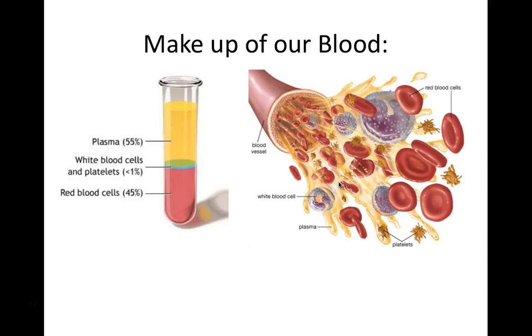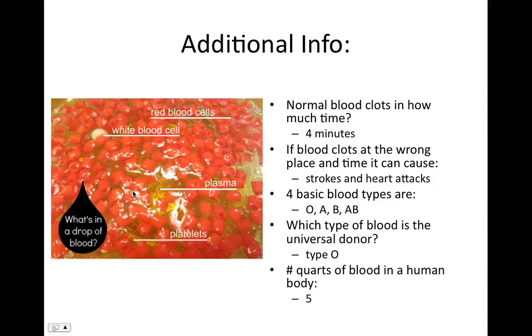All right, let's talk about the makeup of our blood. Again, visually, 55% plasma, white blood cells and platelets less than 1%, red blood cells 45%. All right, let's talk about some additional info that might be on the test.